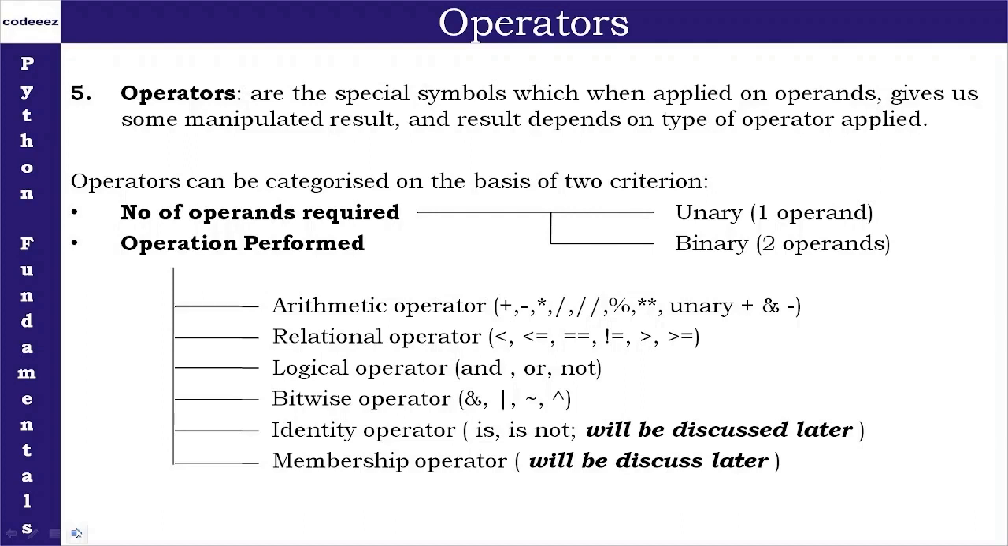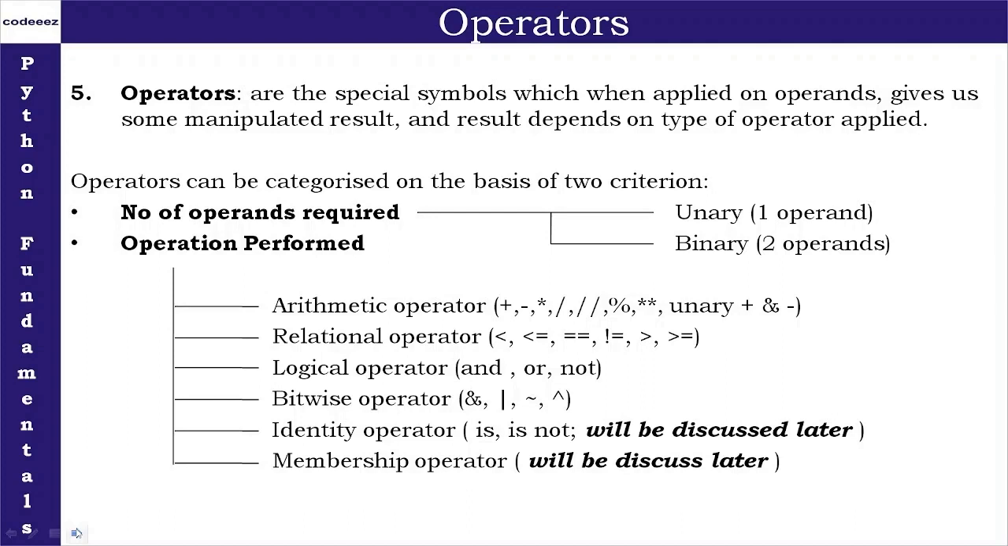So what are the operators? By definition we can say, these are the special symbols which when we apply them on operands, give us a manipulated result. Operators are the special symbols which when applied on operands, return us some manipulated result. And what that result will be totally depends on the type of operator applied.